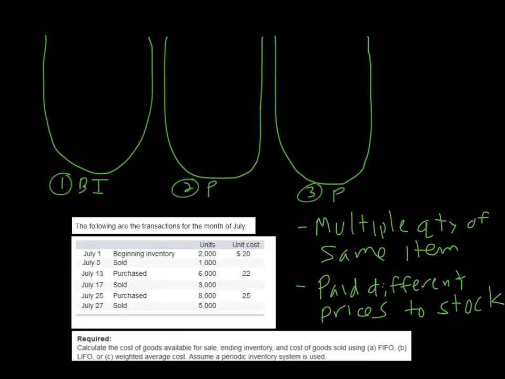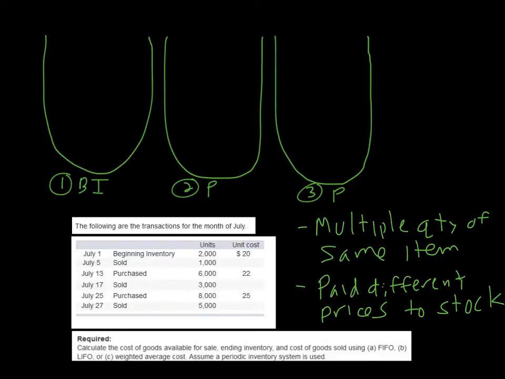Hi everybody. When we're working through these inventory costing items, I want to make sure that you understand the assumptions up front here as to what we're doing. Look at what's going on with this data here. What we're doing here is we're buying for our store multiple quantities of the same item.